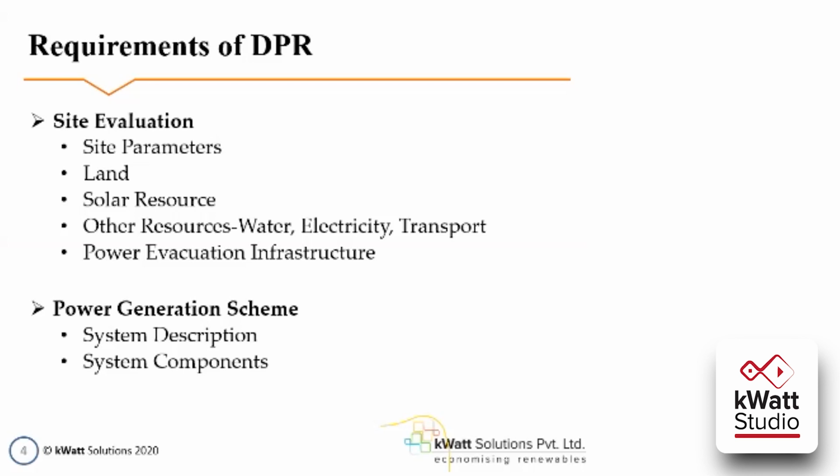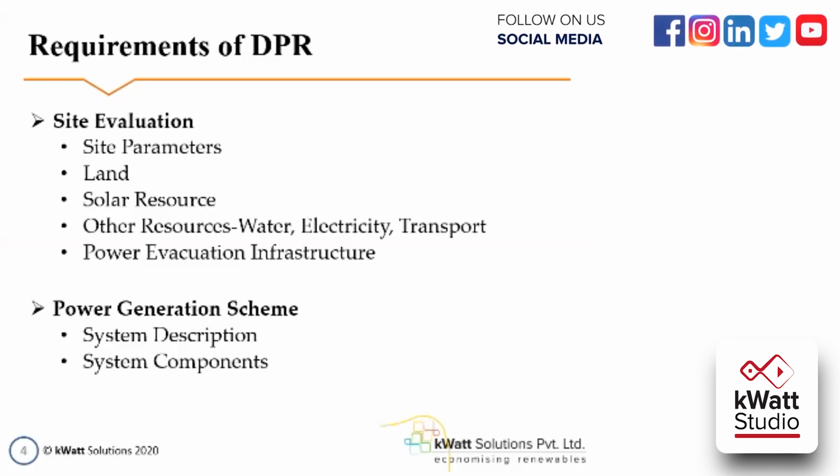Then the land details. In land details, you can calculate the total area requirement. After the total area requirement, you have to do the shadow analysis to get the total area to be utilized. Then the solar resource. We will see the overview of your detailed project report.